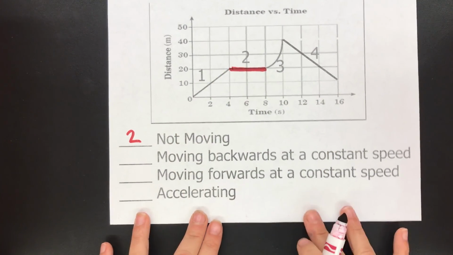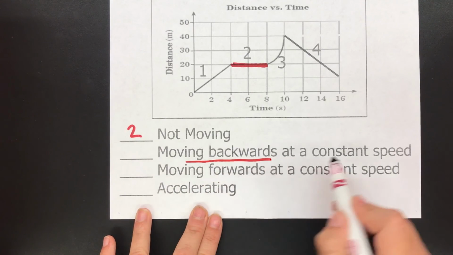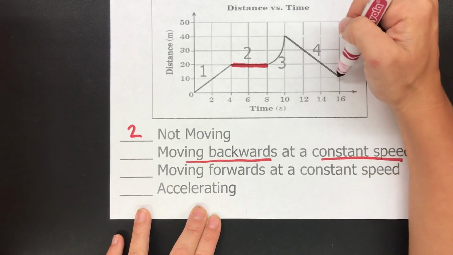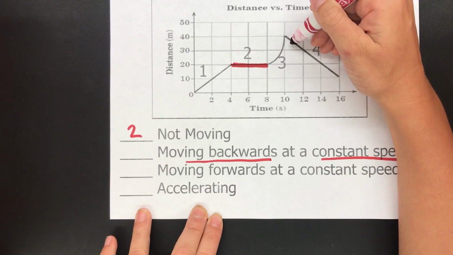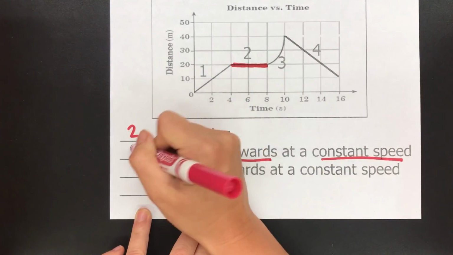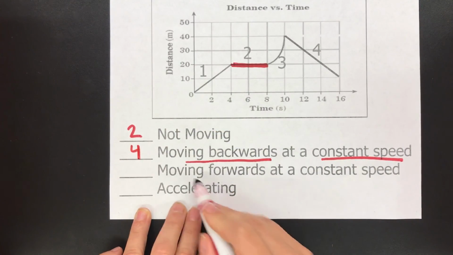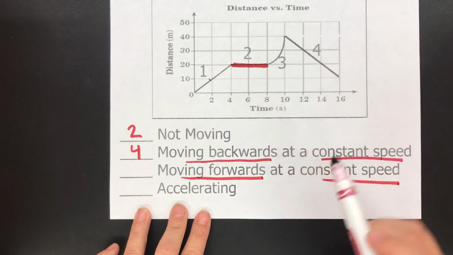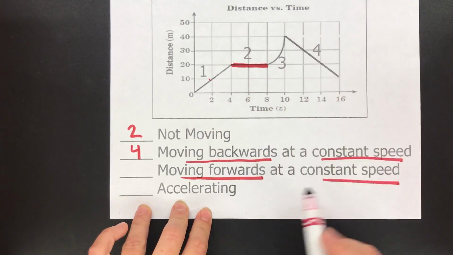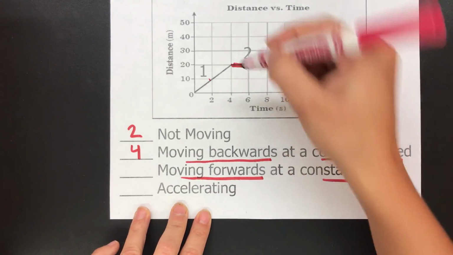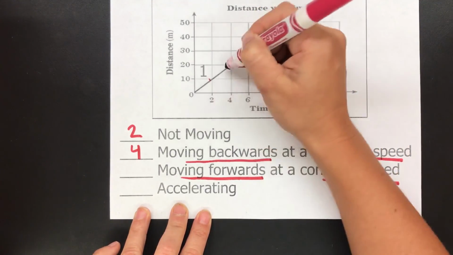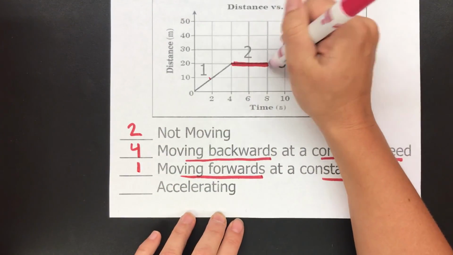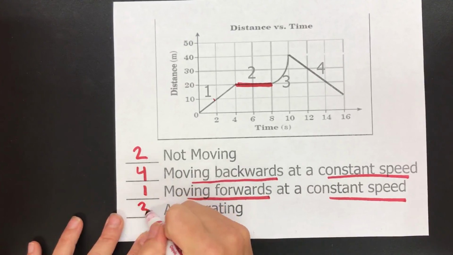It's not moving. Next, moving backwards at a constant speed. How do you know if something's moving backwards? It's going to go towards the x-axis. You're decreasing distance. So your answer is going to be 4. Moving forwards at a constant speed. Both 1 and 3 are moving forward because they're going up, right? How do you know about the constant speed thing? It's because you have a straight line. So your answer there should be 1. And the only line that's accelerating is going to be one that has a curve. So your answer is 3.